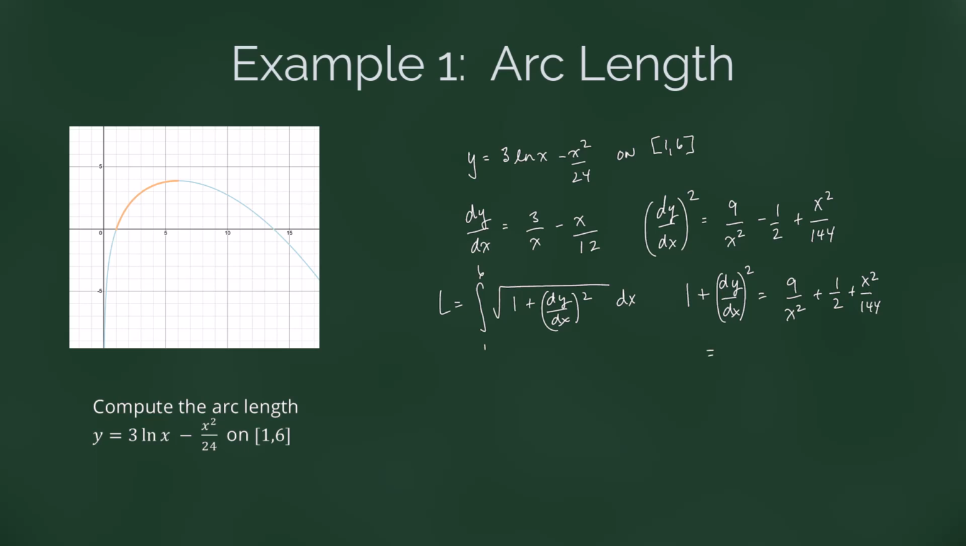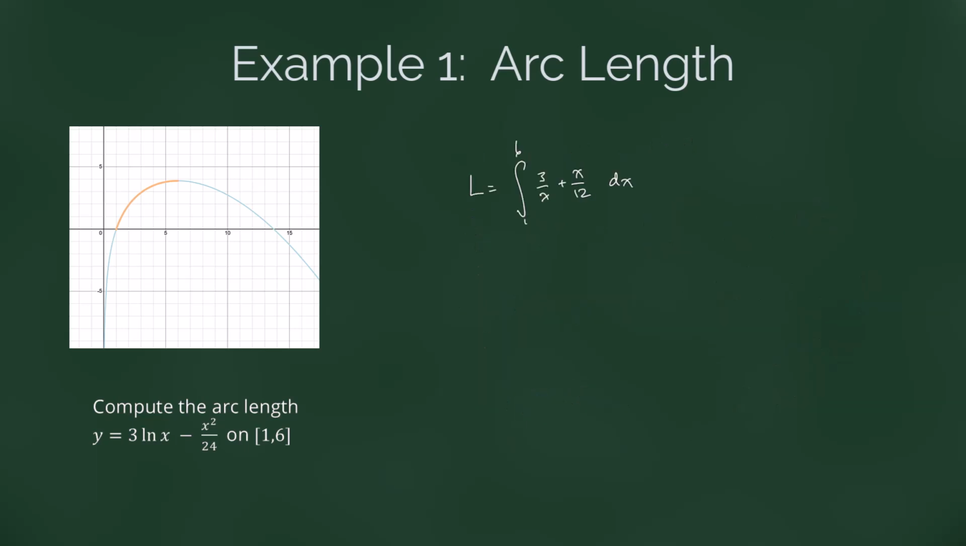This is a perfect square trinomial, which means it factors. It factors as 3 over x plus x over 12, all squared. Adding that to our integral, we get that the length is the integral from 1 to 6 of the square root of 3 over x plus x over 12, all squared, dx. The square root and the square, because we're dealing with positive x values, will cancel each other out, and we end up with the integral from 1 to 6 of 3 over x plus x over 12 dx.